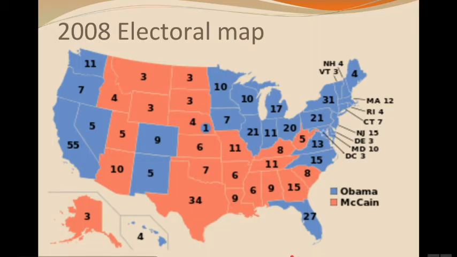So in this particular election, this was 2008, Obama won this election, and this was the way the electoral map looked at the end of the process. All the states that are blue ended up casting their votes to the Democratic nominee, which was Obama. All the ones that are red ended up casting their votes for the Republican nominee, which was McCain.